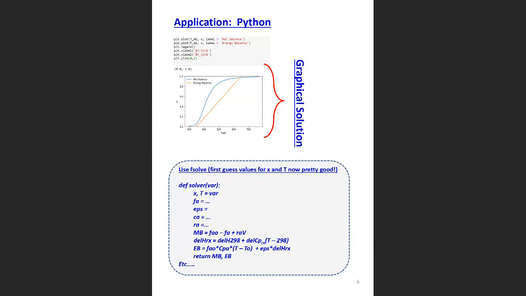So this is where I showed you an example of the mole balance, just the graphical solution. So you get an idea of what happens in a CSTR with a single reaction. This is the solution we are after, and once we have a graphical solution, it is very easy to apply that in fsolve.